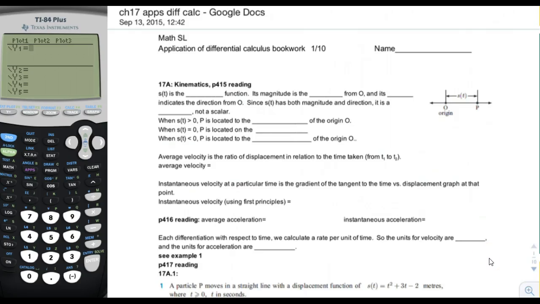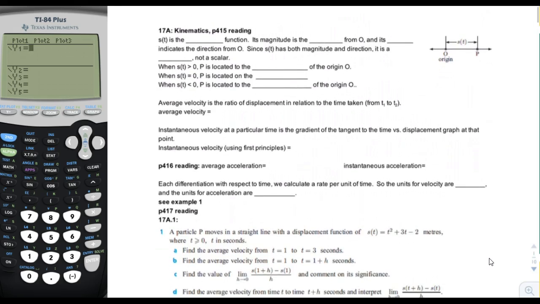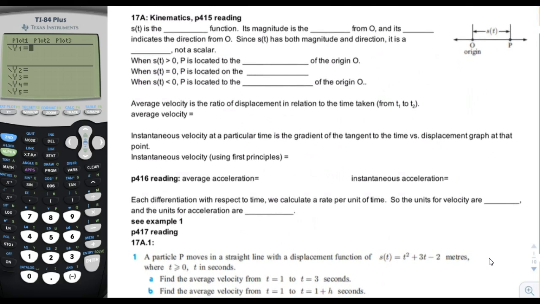Page 1 of Applications of Differential Calculus. We're going to start with kinematics, which is basically physics. We're going to talk about distance, displacement, velocity, speed, acceleration, which you've all heard in your physics classes, and maybe you've understood it, but if you haven't up until now, hopefully this will be your chance.